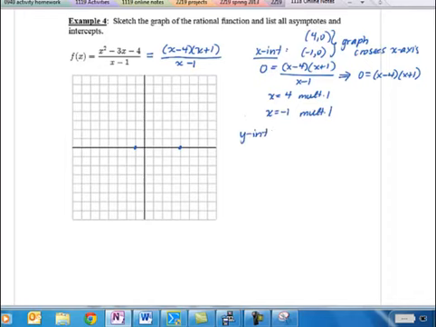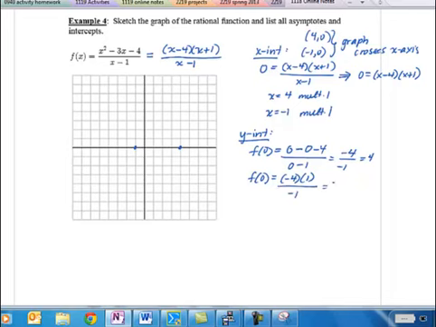Y-intercept. Let's look at both forms. If we use the expanded form, we have 0 minus 4 over 0 minus 1, so negative 4 over negative 1, which is 4. If we use the factored form, we have negative 4 times 1 over negative 1. Same thing, that's good. So (0, 4) for the y-intercept. So we've got 3 points, 2 x-intercepts and a y-intercept.